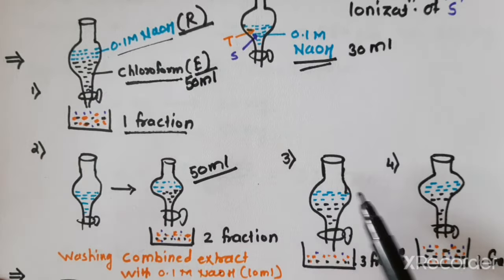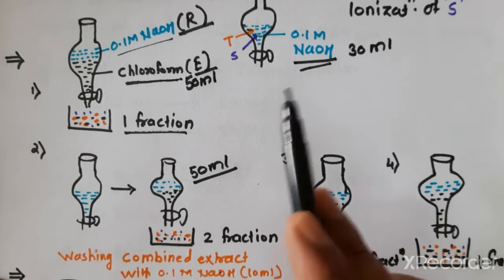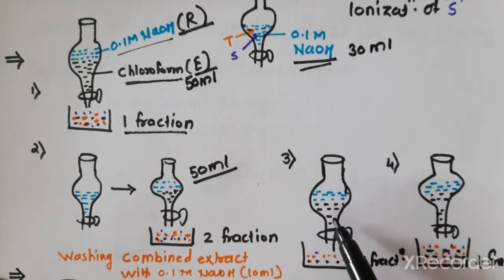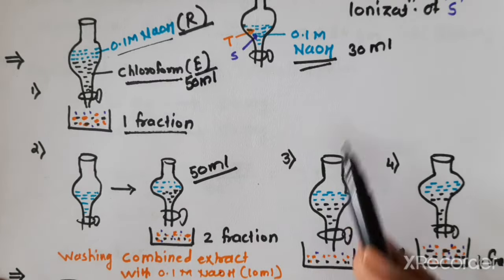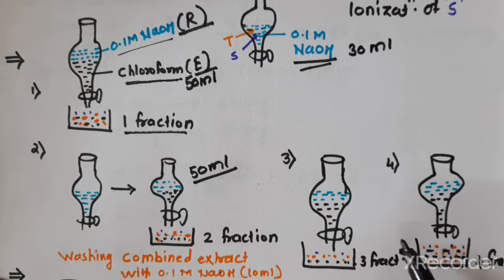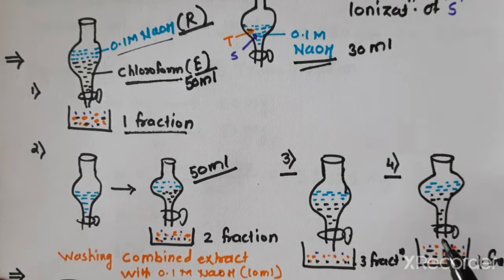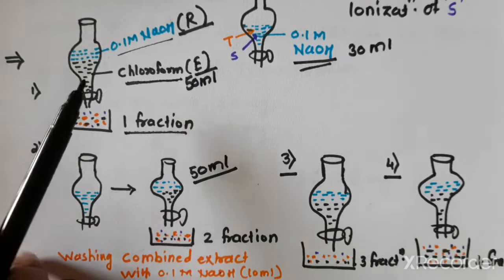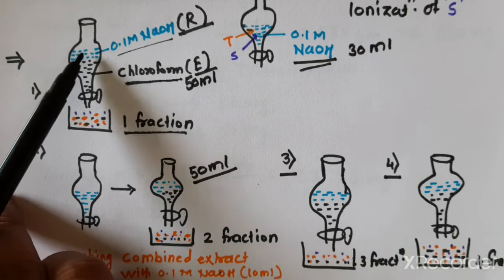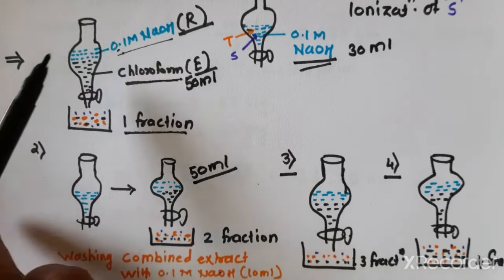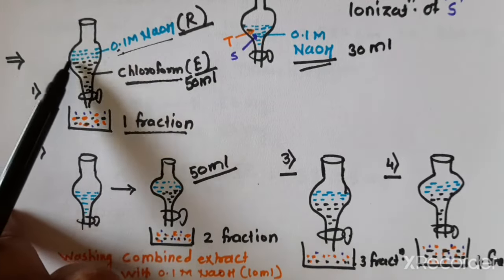Then you have to repeat this same procedure with the same raffinate phase. Every time you have to take fresh 50 ml of chloroform, and then you can do the third step and fourth step. So that means 4 batches of extraction with fresh chloroform as the extractant phase, which is used to separate the trimethoprim from this aqueous raffinate phase.